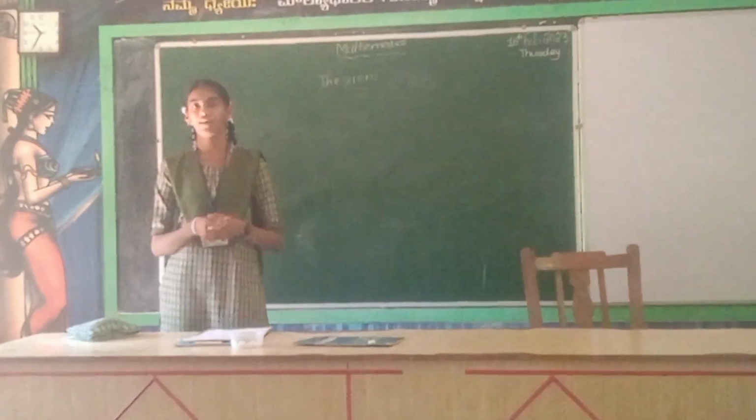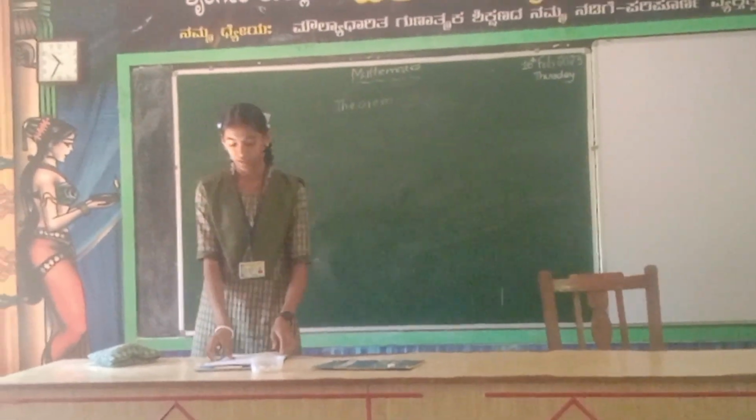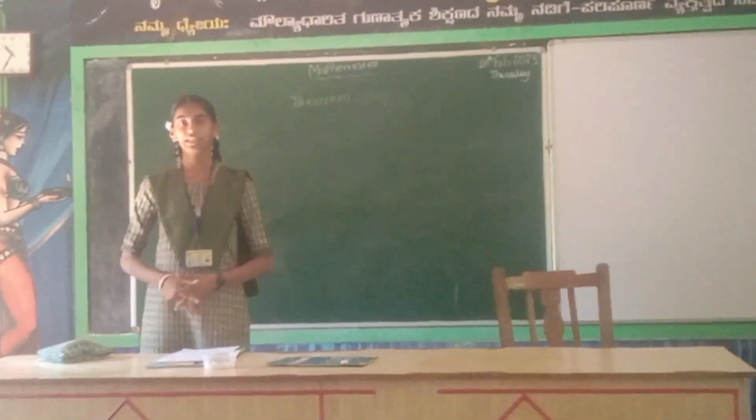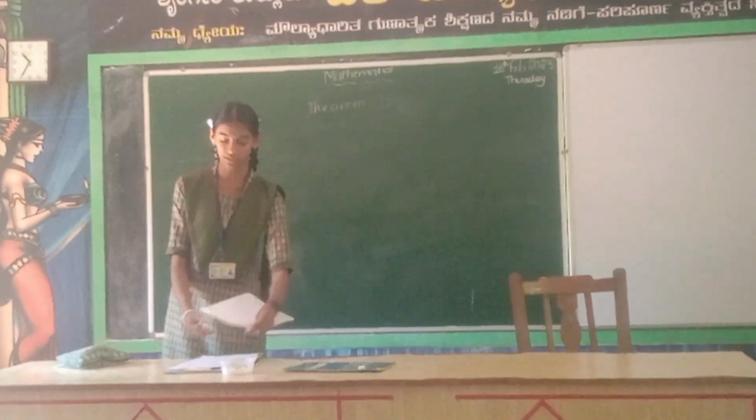A parallelogram is a quadrilateral in which opposite sides are parallel and equal. The word parallelogram comes from the Greek word which means parallel lines. So, let's go to the theorem.